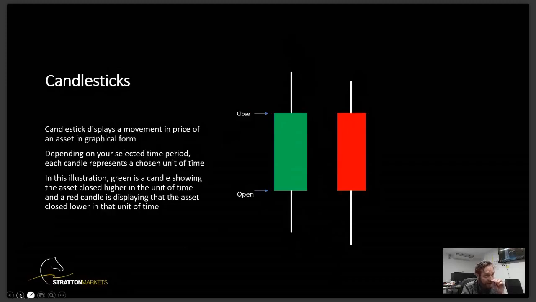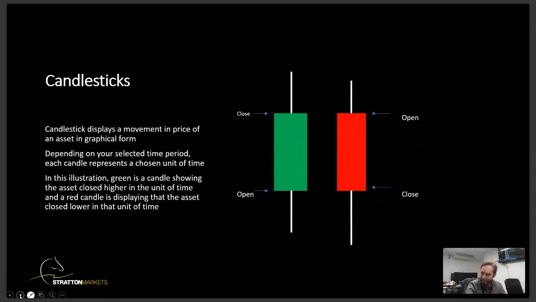If it's a bearish candle, i.e. in this illustration, a red candle, the top of the body shows us where the asset opened in that unit of time. And the bottom of the body, sorry, shows us where the asset closed in that unit of time.